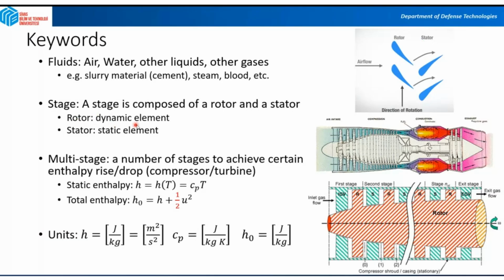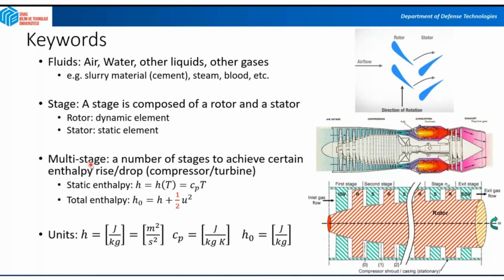Rotor is a dynamic element. Why is it dynamic? Because it is rotating. And a stator is a static element. It's not rotating. It's only there. And what is the actual role of this stator? We said the stator gets the high kinetic energy fluid from the rotor and turns it into pressure. So it gets energy and turns it into pressure.